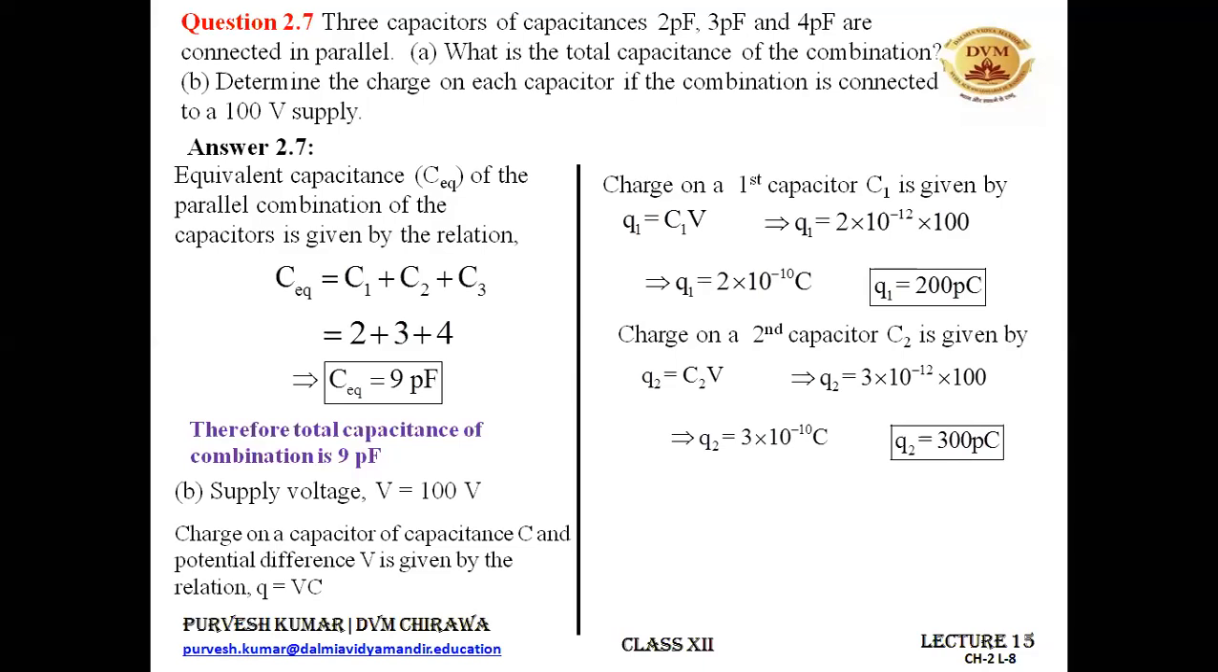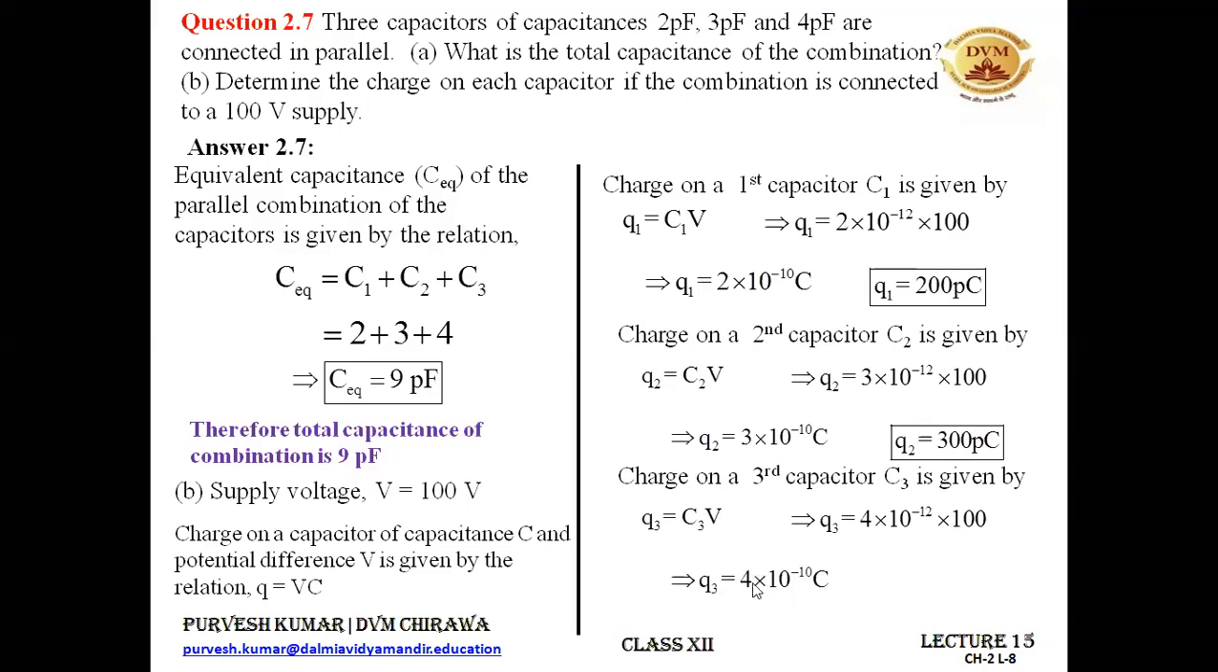All right. Now we need to find the charge on the third capacitor C3, and it is given by Q3 equal to C3 into V. Put the value of C3, that is 4 picofarad, and the value of V is 100. You will get Q3 equal to 4 into 10 to the power minus 10 coulomb. That is equal to 400 picocoulomb. So this is how you can find out the charge stored on each of these capacitors.